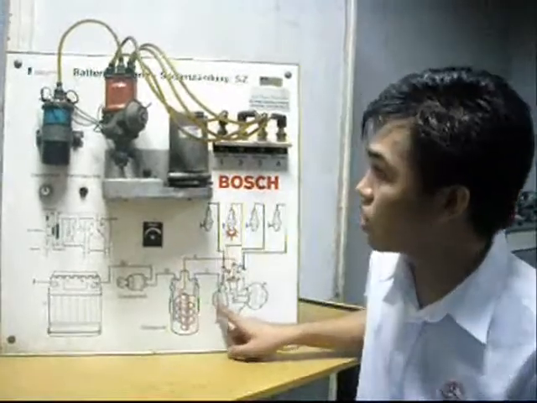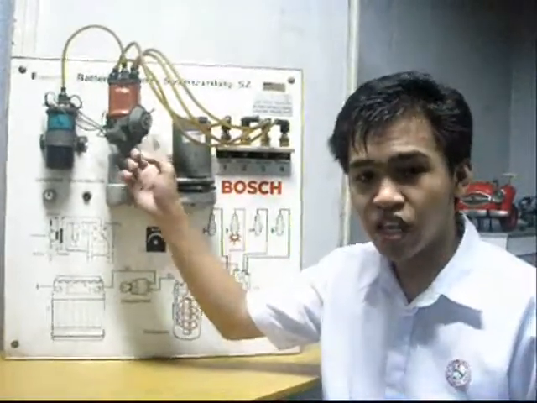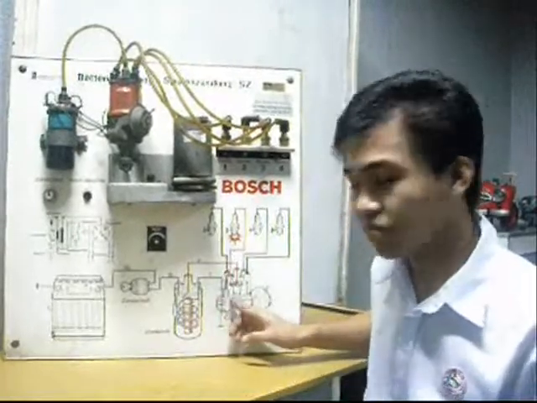The fifth component of the ignition system is the condenser. This is the condenser. The condenser suppresses arcing produced during interruption of the primary circuit. The sixth component of the ignition system is the contact point. This is the contact point. Actually, the contact point is inside our distributor. The contact point makes and breaks the primary circuit.